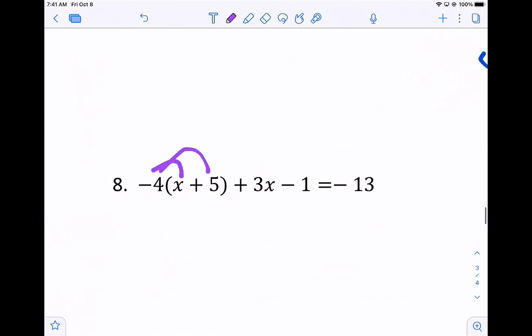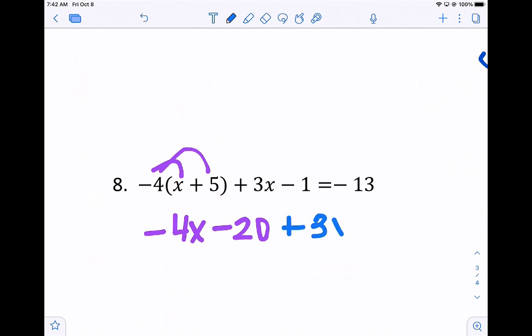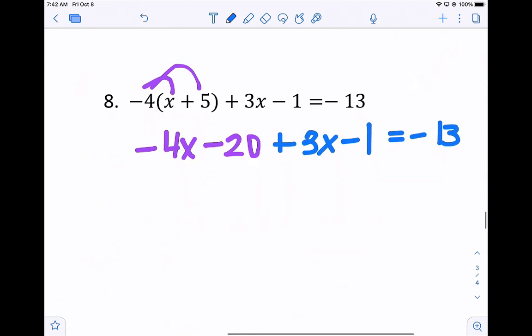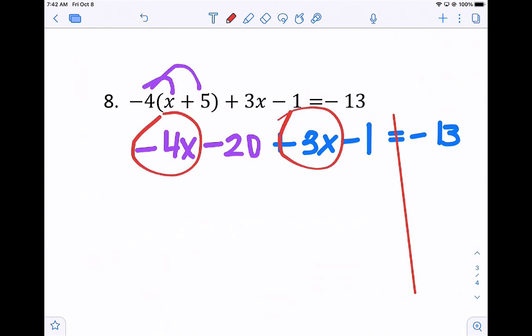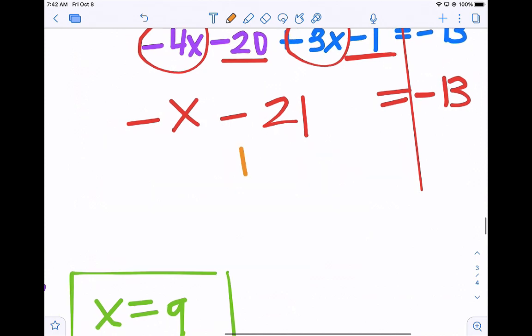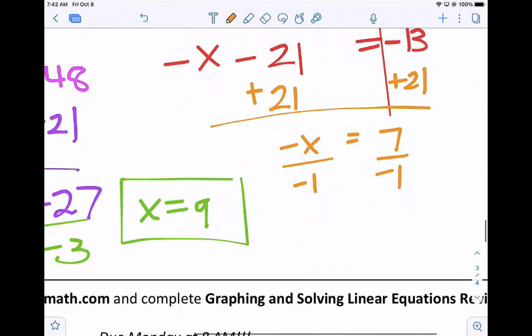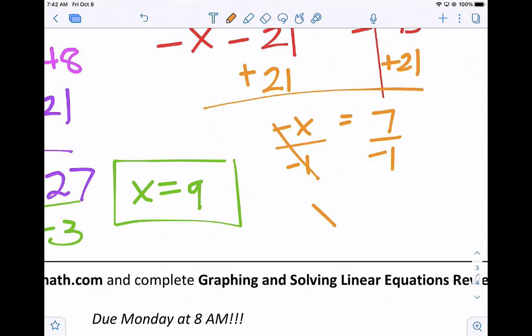Again, we'll distribute the negative 4. Negative 4 times x is negative 4x. Negative 4 times 5 is negative 20. So there's the distributing. And then we have that plus 3x minus 1 equals negative 13. We'll combine like terms. So our x's we can put together. Negative 4x plus 3x is negative x. Negative 20 minus 1 is negative 21 equals negative 13. To get rid of a negative 21, we'll add 21 to each side. We get negative x equals 7, and we'll divide each side by negative 1 to get rid of the negative here, and x will equal negative 7.